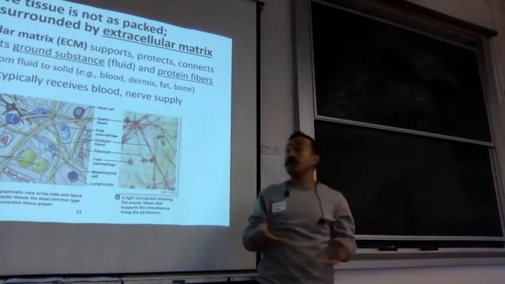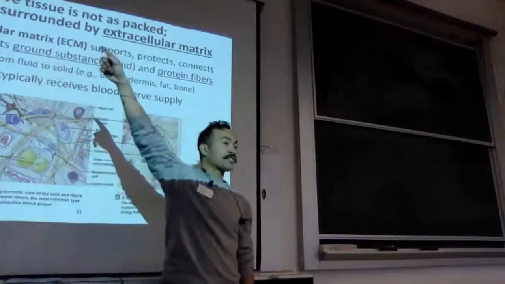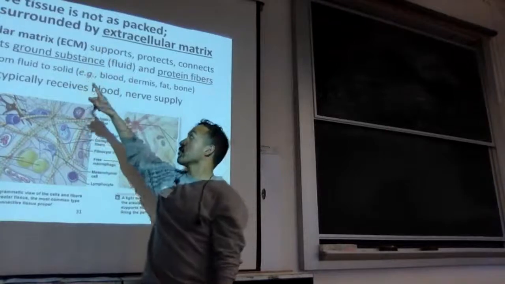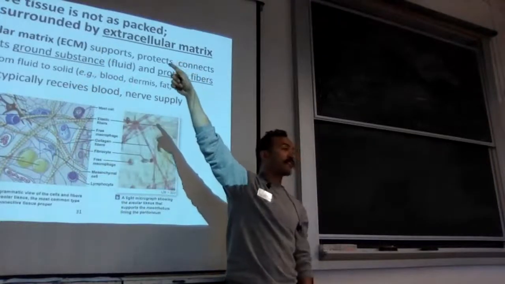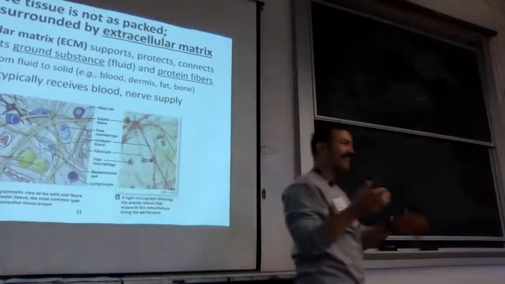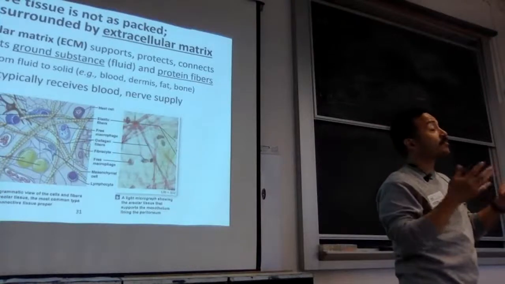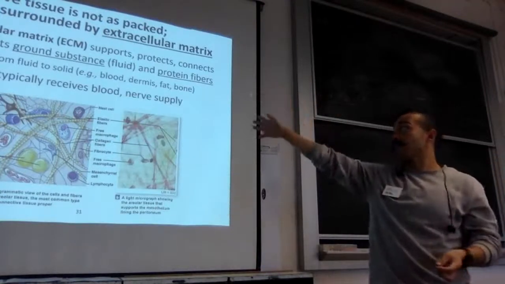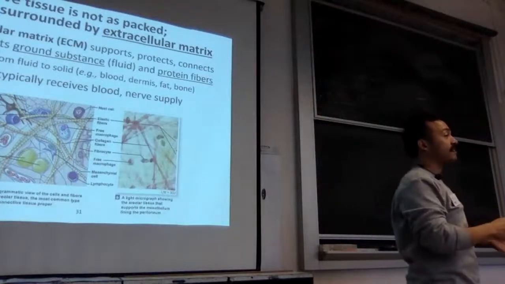Sometimes the extracellular matrix can be fluid, like blood. Plasma is the extracellular matrix of blood. Sometimes it can be solid, like bone. Bone, that's extracellular matrix. Or it can be something in between. Like what you just saw in skin, it's somewhat liquidy, but it's also solid. It's a mixture of stuff. So it can be very liquidy, it can be somewhere in between, it can be something very solid. It just depends. All these things are classified as connective tissue.